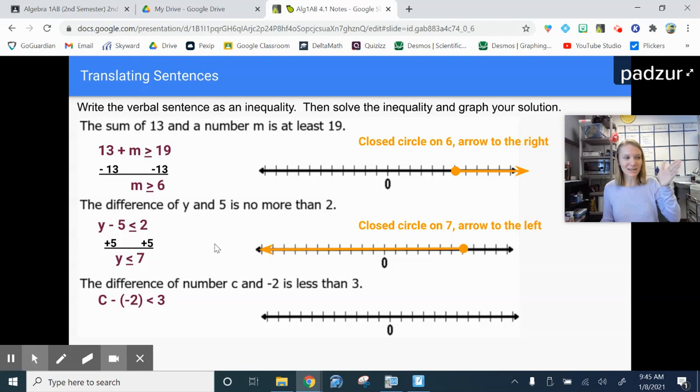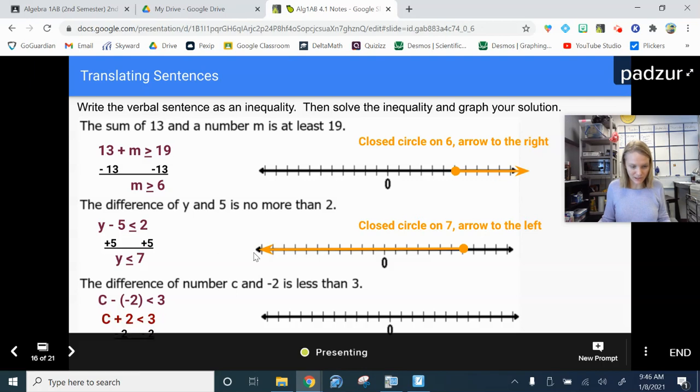Now here's the thing. I have minus a negative, and that's going to do what? If I do minus negative, it turns it into a plus positive. Or we change the sign. Subtracting a negative, or subtracting anything, is the same as adding its opposite value. So this really becomes c plus 2 less than 3. And so now we want to do our t-chart and get c by itself. So we will subtract that 2 from both sides.